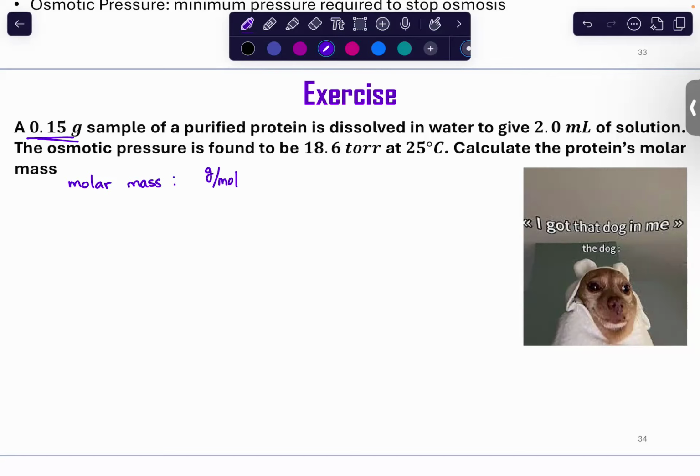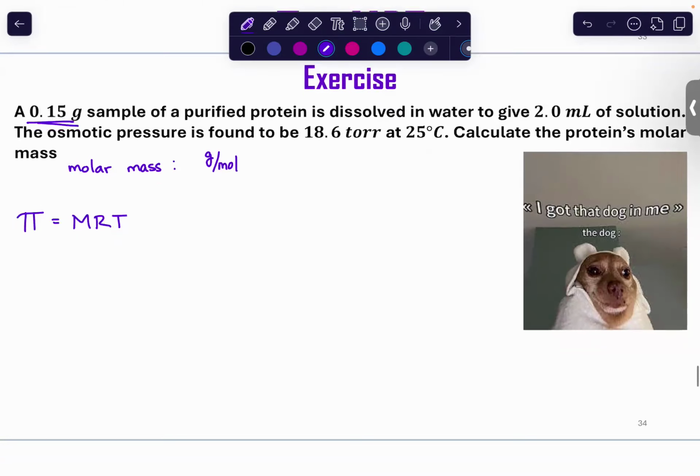So if I write the osmotic pressure, well, that's awful. Excluding the gas constant, which of those will give you moles? Molarity. So I'm going to start there.